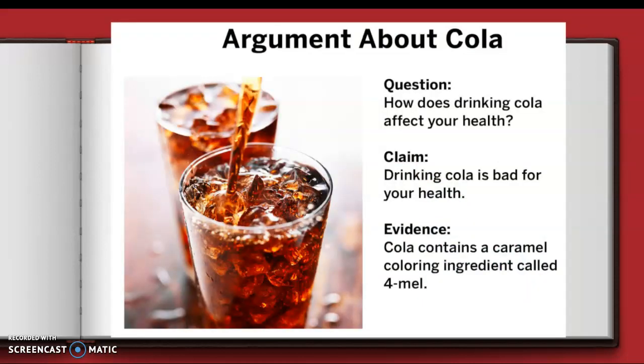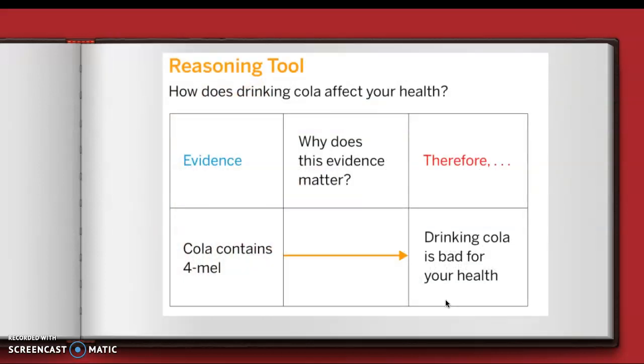The example that I'm looking at has to do with Coca-Cola. So take a question: how does drinking cola affect your health? And say you make the claim that drinking cola is bad for your health. If you just give the evidence that you see here on the slide, that cola contains a caramel coloring ingredient called formol, okay, well, that's some evidence as to why it could be bad for your health, but it doesn't explain why.